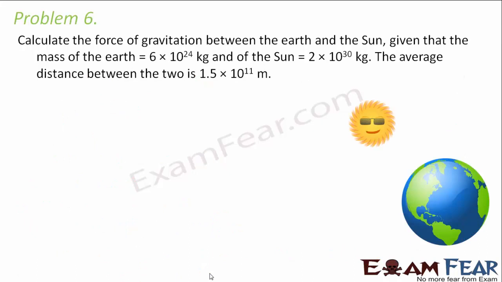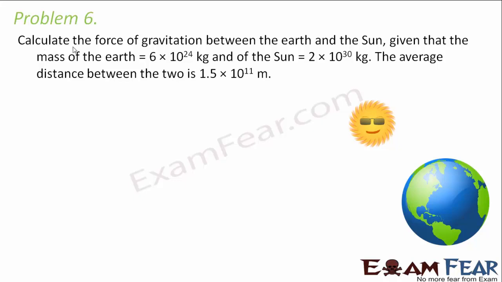Calculate the force of gravitation between the earth and the sun, given that the mass of the earth is 6 into 10 to the power 24 kgs and that of the sun is 2 into 10 to the power 30 kgs. The average distance between the two is 1.5 into 10 to the power 11 meters.